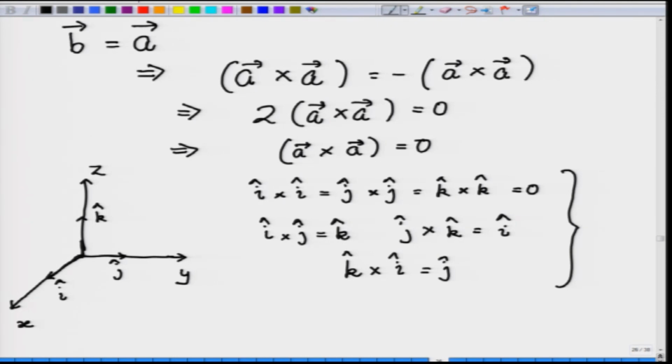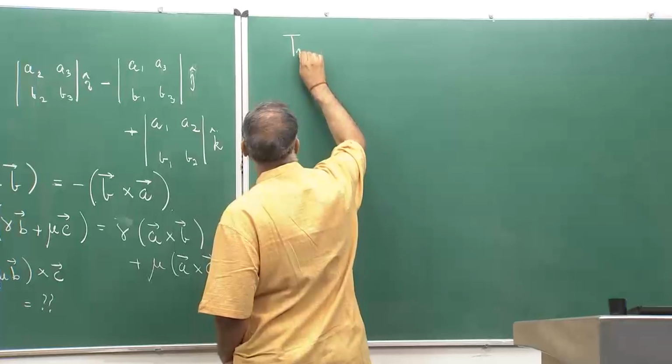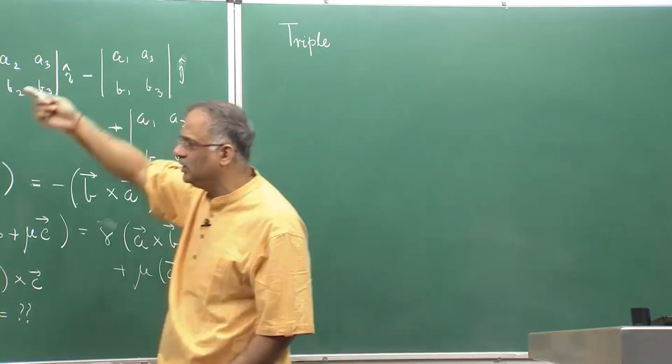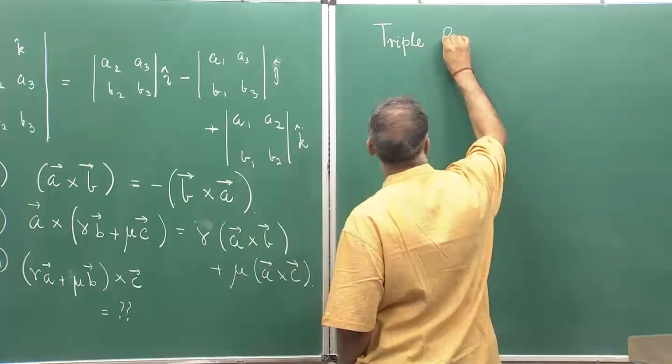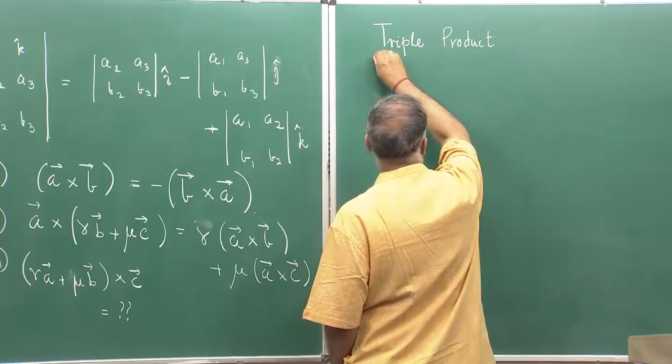Now I will talk about something called a triple product, and we will see what a triple product is. A triple product is that you take the cross product of two vectors and take the dot product with the third vector. So, this is called the triple product. This triple product is a very useful one, as you will see very soon.